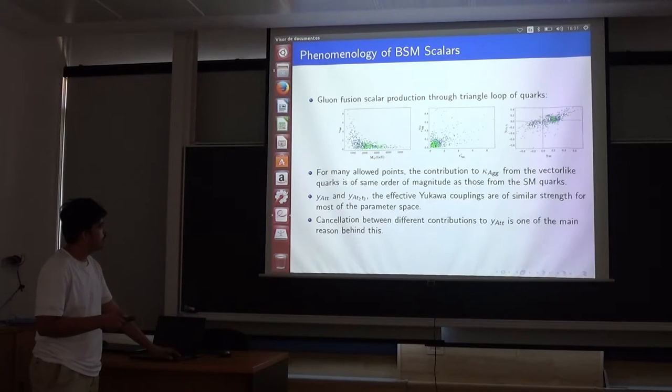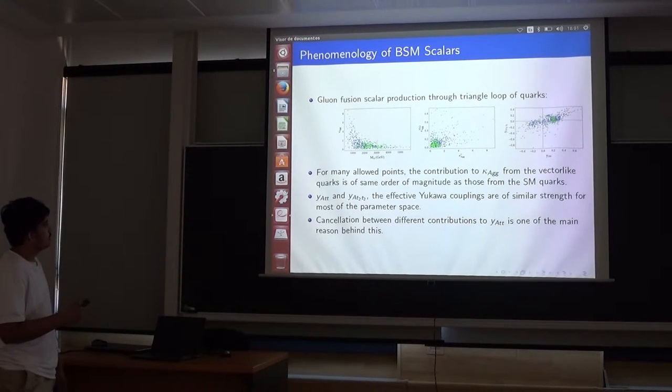Then I go to the change due to the Vector-like fermion, the phenomenology of the BSM scalar. So we can get the AAGG value. Previously we defined K, so for A it's KAGG. That value is around this, and then we try to get the comparative values. This side is from the top contribution, and this side from the Vector-like fermion contribution, and all the allowed points, mostly these green ones, are the allowed after putting all the constraints.